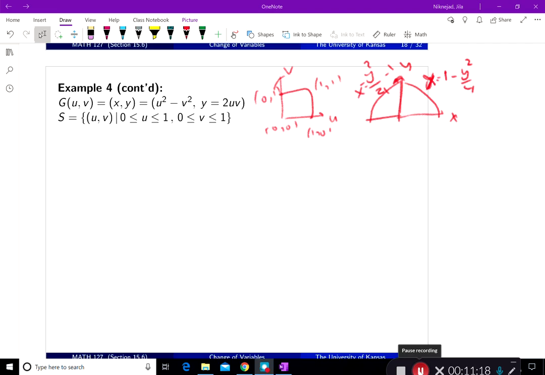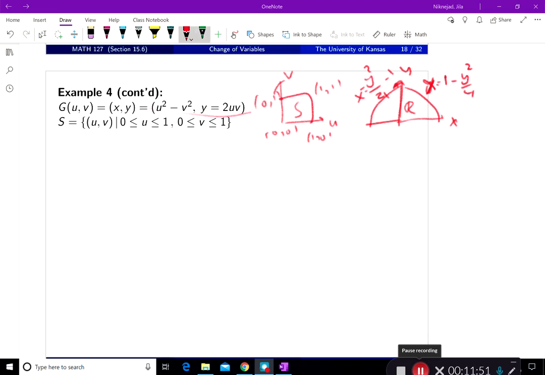So now that we figured out what S is and what R is, we want to figure out one, the Jacobian, and two, the area of R. There are multiple ways of finding the area of R. We want to find the area of R using a transformation. So let's go back to the transformation itself. Now I want to find the Jacobian.